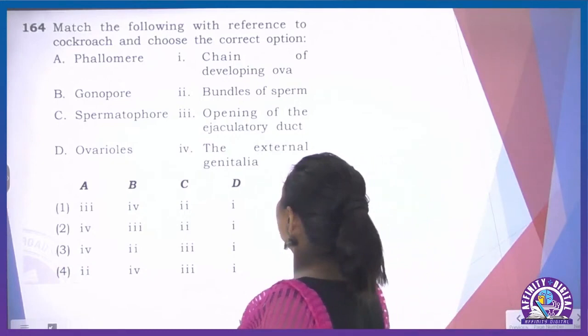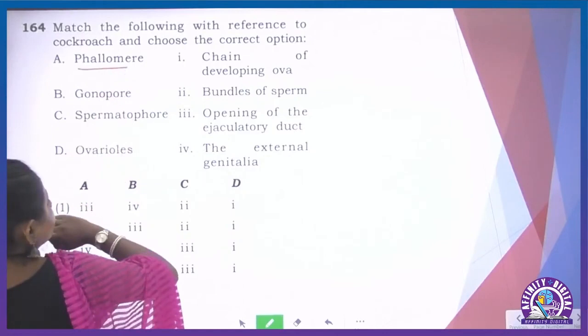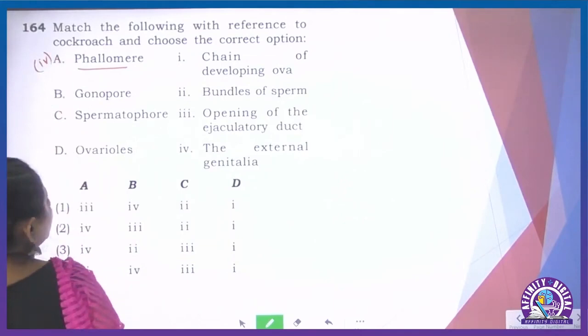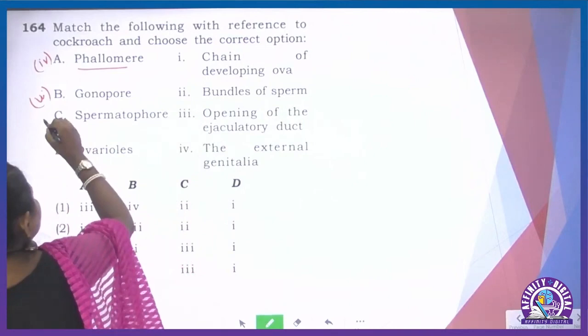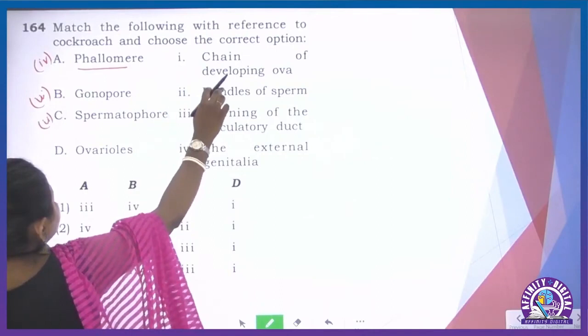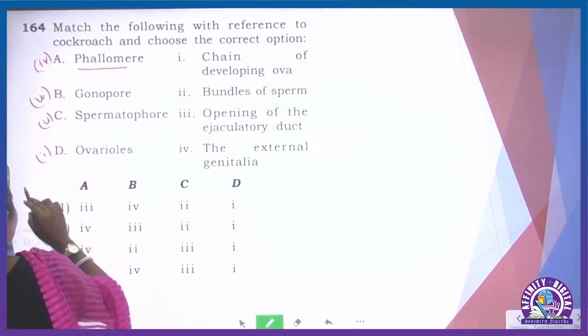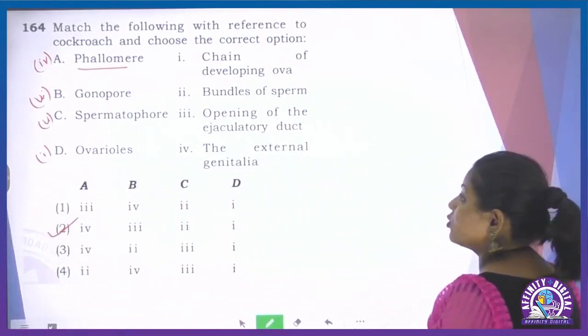Match the following with reference to the cockroach and choose the correct option. Phallomeres is external genitalia. This is number 4. Gonopore is the opening of the ejaculatory duct. This is 3. Spermatophore is the bundle of sperm. That is 2. Ovarioles, where the chain of developing ova is present. So it will be 4, 3, 2, 1. So the second option is the correct one for question number 164.